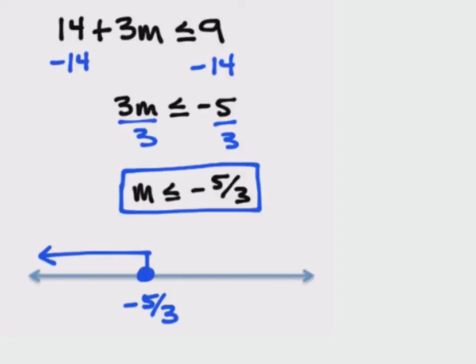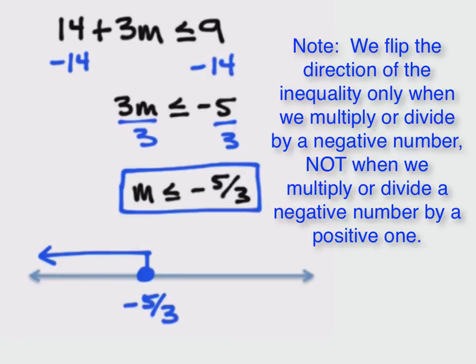And one note I wanted to make is, we flip the direction of an inequality only when we multiply or divide by a negative number, not just when we end up with a negative number. In this case, our solution set here is m is less than or equal to -5/3, and even though we ended up with a negative number here, it does not mean we needed to flip the direction of our inequality. We only divided by 3. We did not divide or multiply by a negative number.